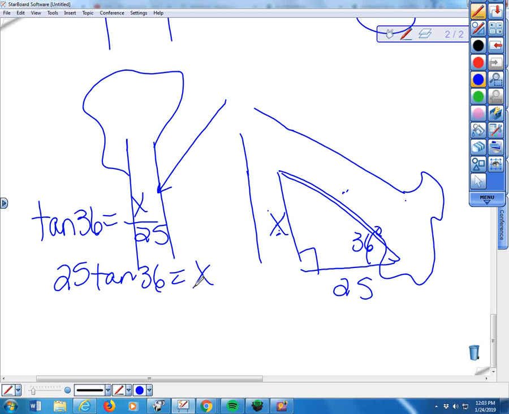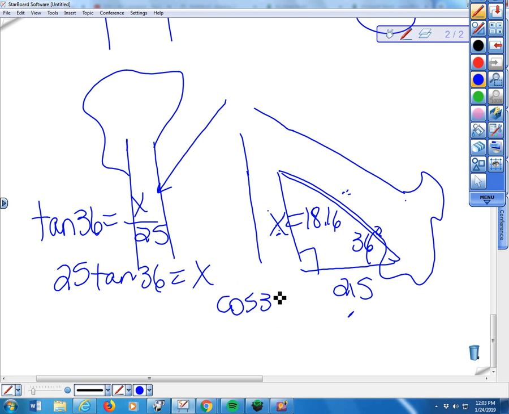Tangent 36. 18.16 is this. And now I want to find the hypotenuse. I always use the whole number if I'm given it, because this is less precise. I just rounded it. This one is more precise, so I'm always going to use this. So I have adjacent and hypotenuse. What do I use? Cosine.